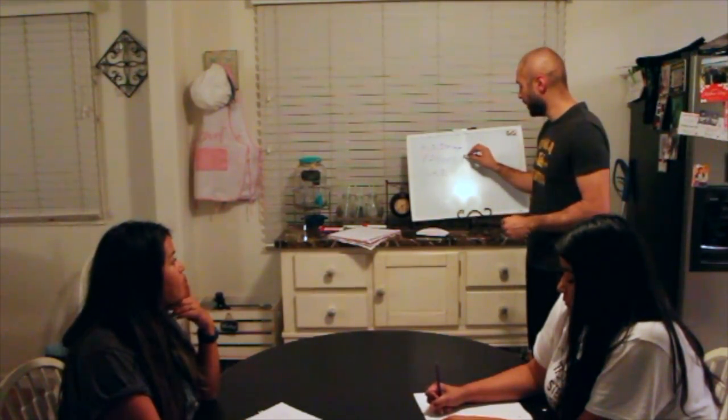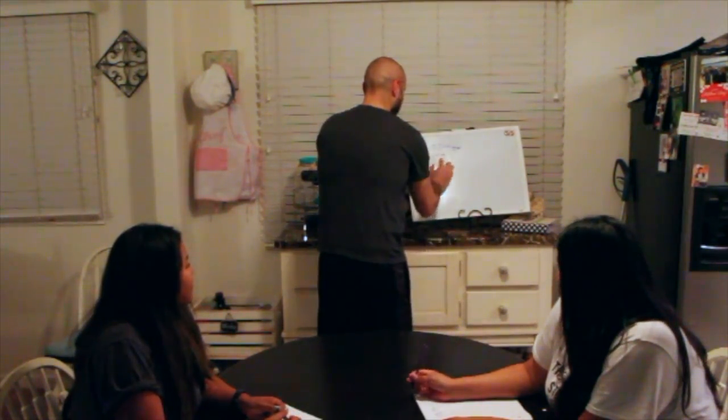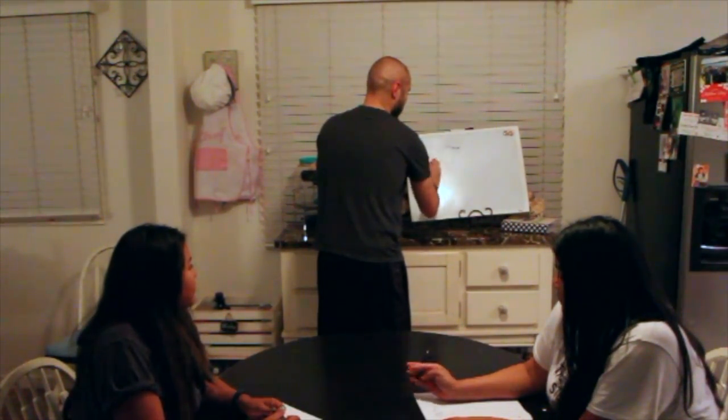So a strike is when you knock down all 10 pins within your first roll of that frame. A spare is where you knock down 10 pins within 2 rolls. So say you got 3, in order to get the spare, you have to get a 7. And then 0 is when you don't get any pins. Okay? So first we're going to go over the strike and how to keep score of a strike.